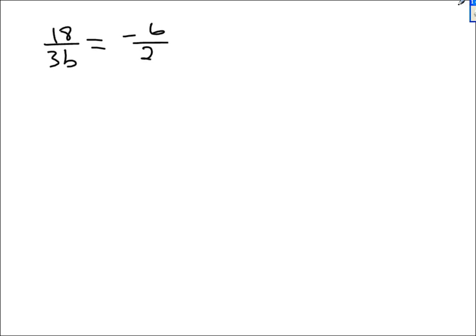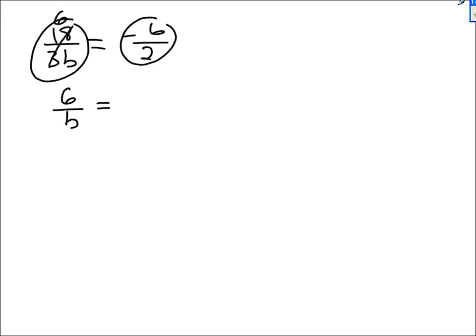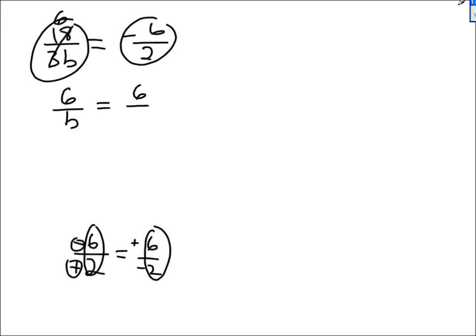I would simplify first. 3 goes into 18 always 6 times. It isn't like sometimes it's not 6, it's always 6. So 6 divided by b is equal to, now, I was ready to say that this is negative 3, but instead of negative 6 over 2, this is the same as 6 over negative 2. They both have 6 over 2, so that's not changing. And a negative over a positive is the same as a positive over a negative. This is 6 over negative 2.